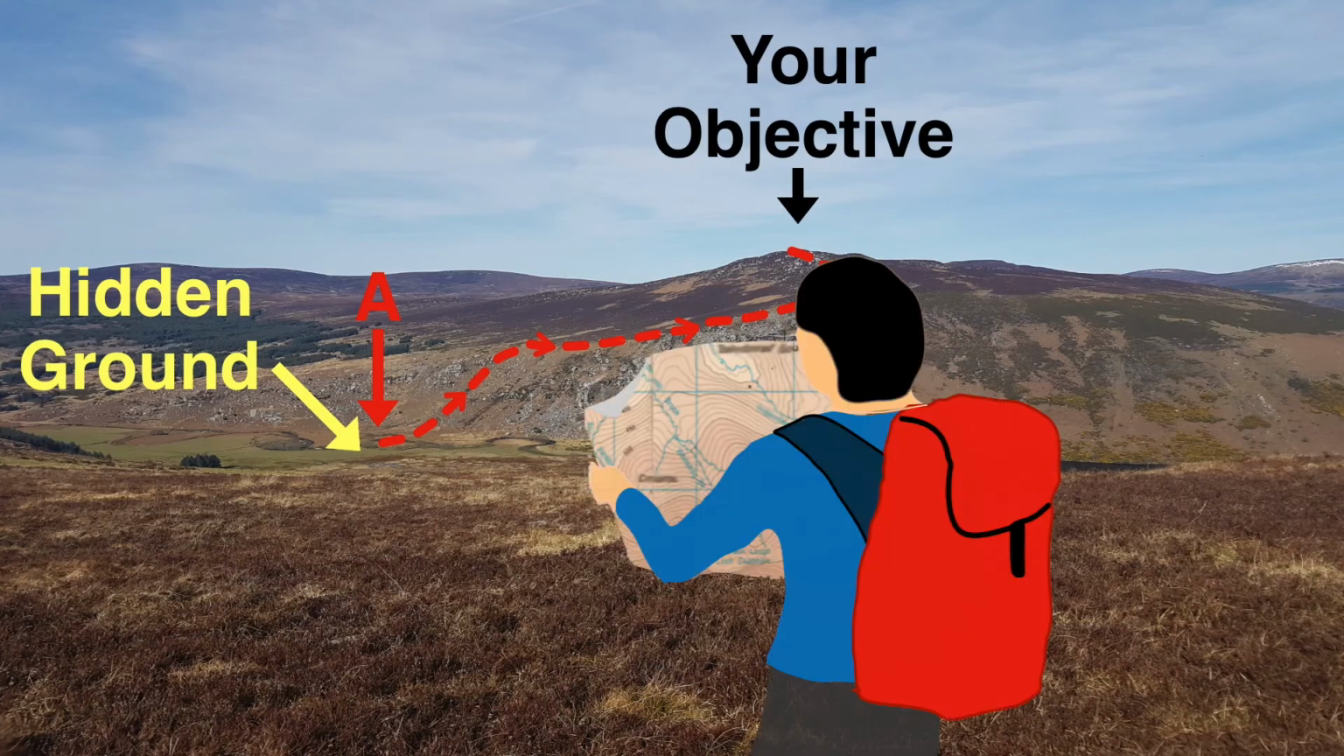Look at what the map tells you about that hidden ground. Does it indicate that a reasonably straight route across it to point A would be both a safe and sensible route?